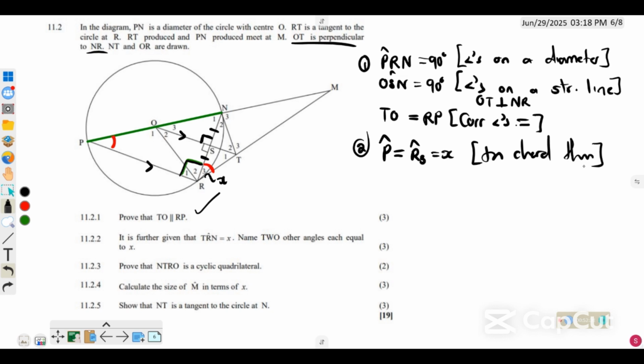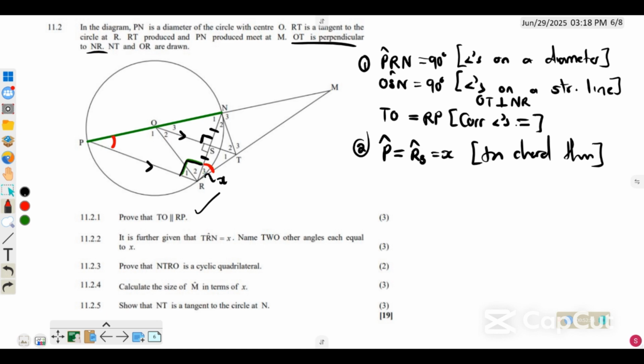Okay, now I always do this. After finding one angle, I just say this is equal to that. Now the question is, which other angle is equal to this? So I make it a sequence. If this is equal to that, then which one is equal to that? And we just found it. It's there. It's looking at us.